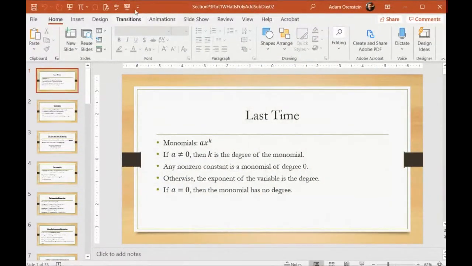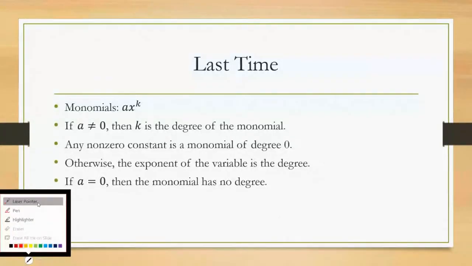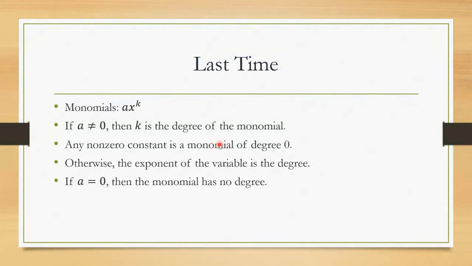A has to be non-zero, though. Like 4, 8, 6, whatever, okay? Any non-zero constant is a monomial of degree 0, okay? If you do happen to have the variable here, these are monomials in the variable x. If you do happen to have x here, then the exponent of x, this k, is the degree. And if a happens to be 0, though, then the monomial has no degree. It's just 0, and 0 has no degree by definition.